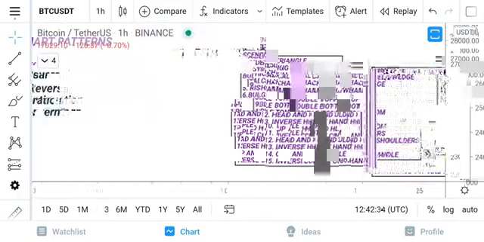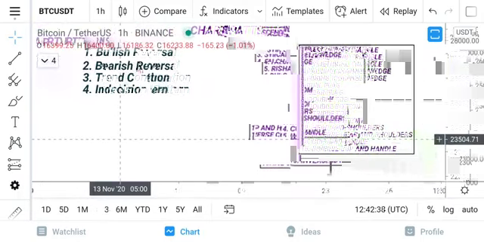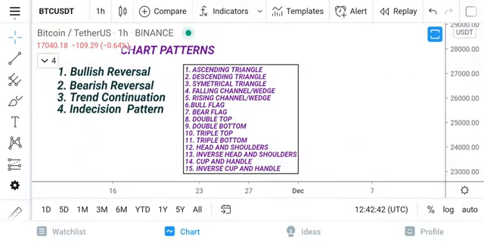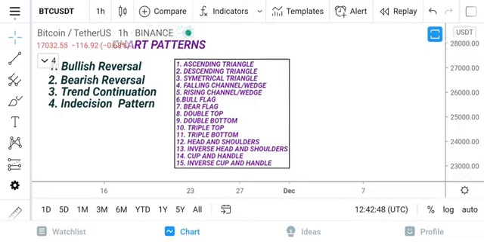So now I want to talk about these various chart patterns. I want to pick them one after the other and illustrate to you how they are formed on your chart.